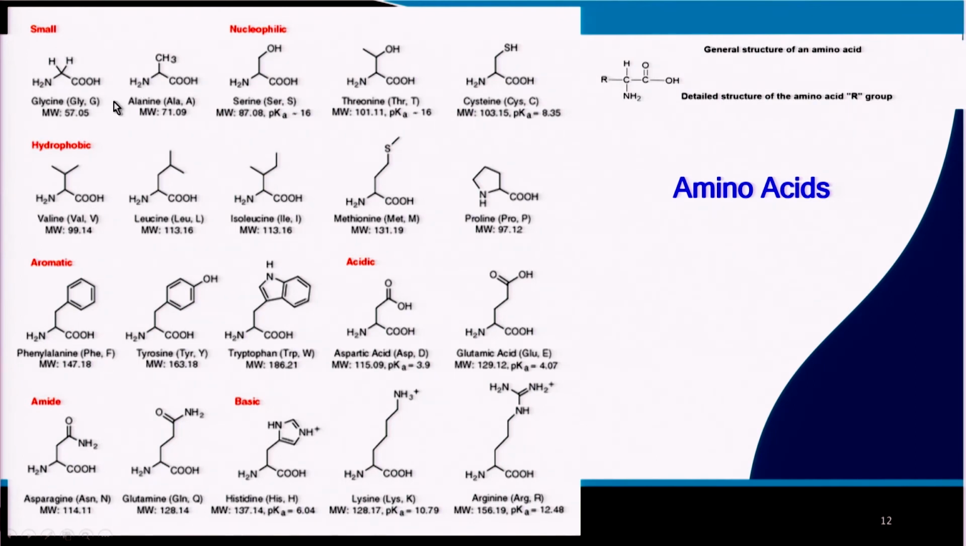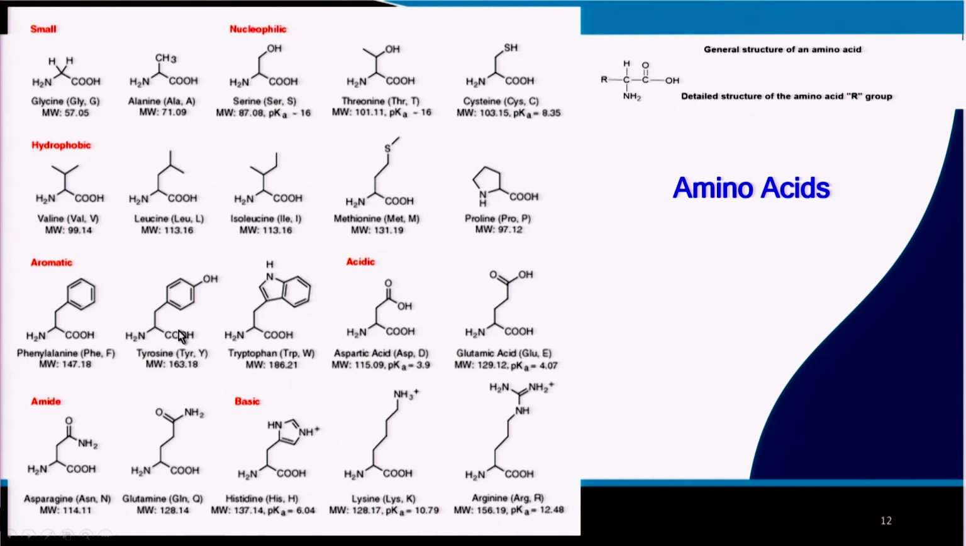Then you have alanine, you have these two small amino acids. You have nucleophilic amino acids: serine, threonine, and cysteine. You have the hydrophobic ones. When I was talking to you about hydrophobic interactions, these are the functional groups that will play a part in the folding of the polypeptide strands and the interaction between the strands. So you have valine, leucine, isoleucine, methionine, and proline. These are the hydrophobic ones.